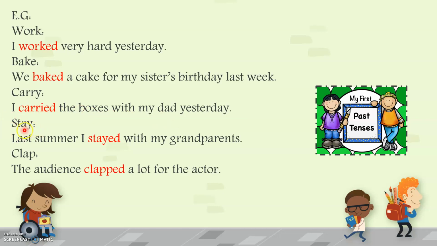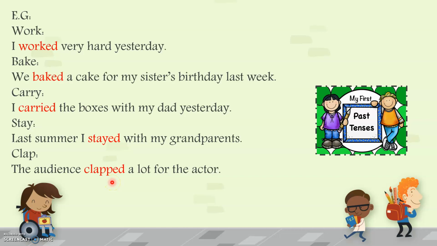Stay, before the Y, we have a vowel. Look, if before the Y we have a vowel, we keep the Y. We only add ED, right? Last summer I stayed with my grandparents. Clap, the verb ends with the CVC pattern, consonant, vowel, consonant. So we're going to double the last P, then we're going to add ED to the verb.